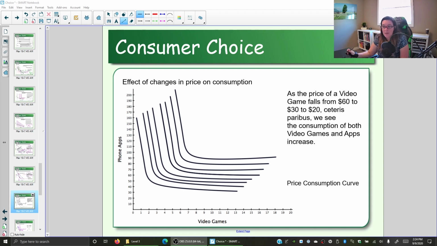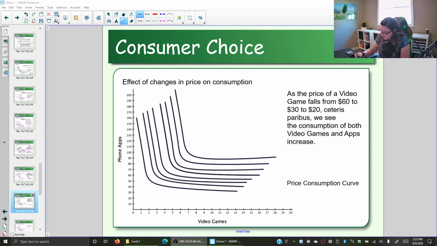In our previous video, we looked at what happens to that optimal consumption point when you change income. Now let's look at what happens when you change the relative price of one good or service to another. So here we have our indifference curves representing our preferences, how much we like apps for our phone and how much we like video games. This time we're going to change the price of video games to see what happens.